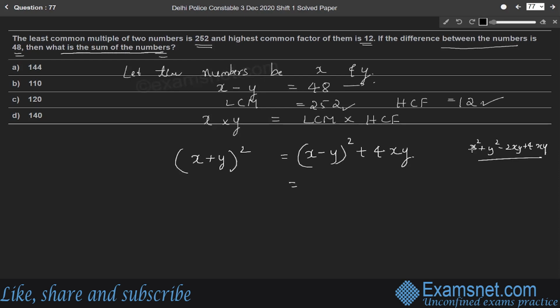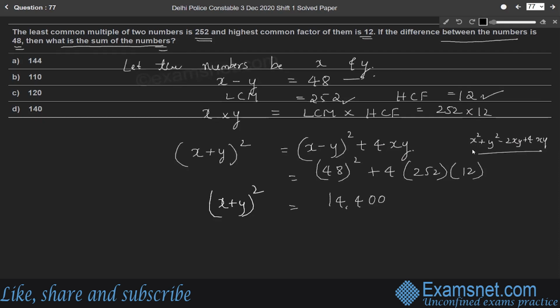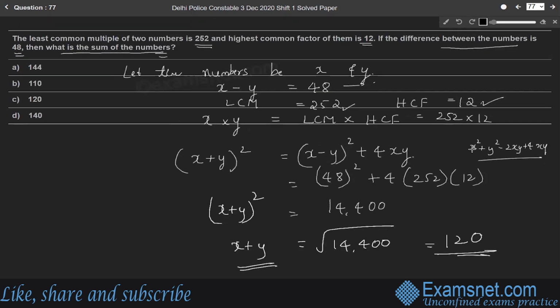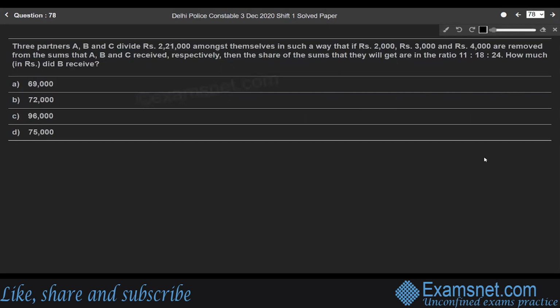So what is x minus y? 48 whole square plus 4 into x into y, which is product of LCM and HCF. So LCM is 252 and HCF is 12 here. 252 into 12. So after simplification, we will get 14,400 as x plus y whole square. Therefore, x plus y becomes square root of 14,400, which is 120. Therefore, sum of the two numbers is 120. Hence option C.